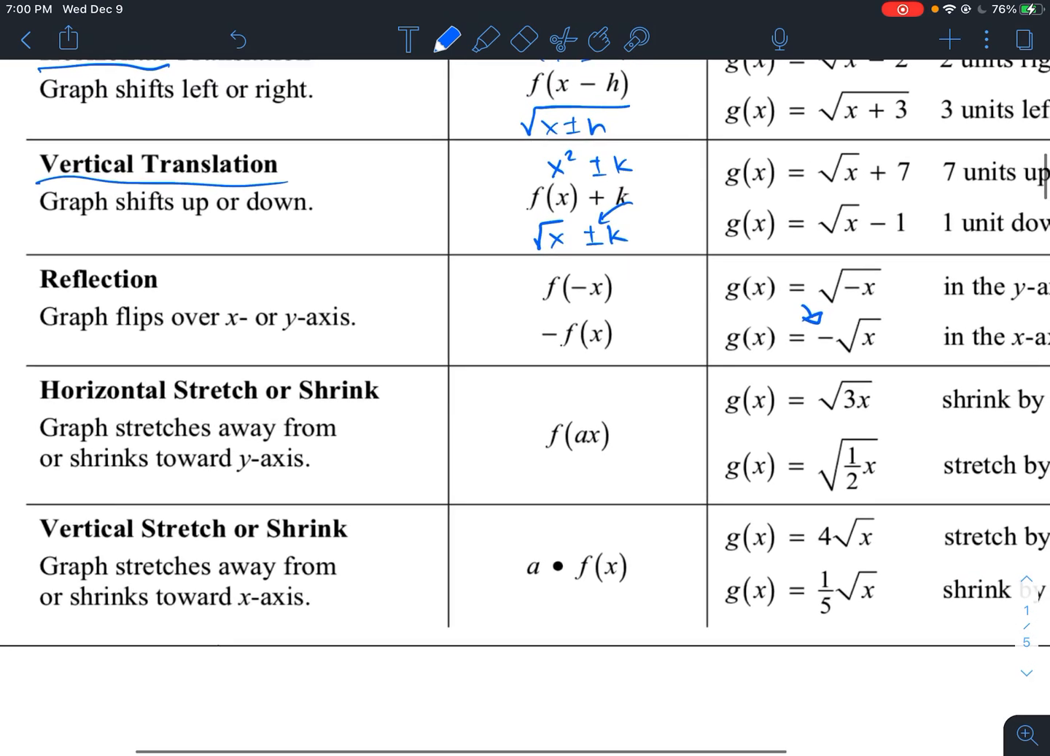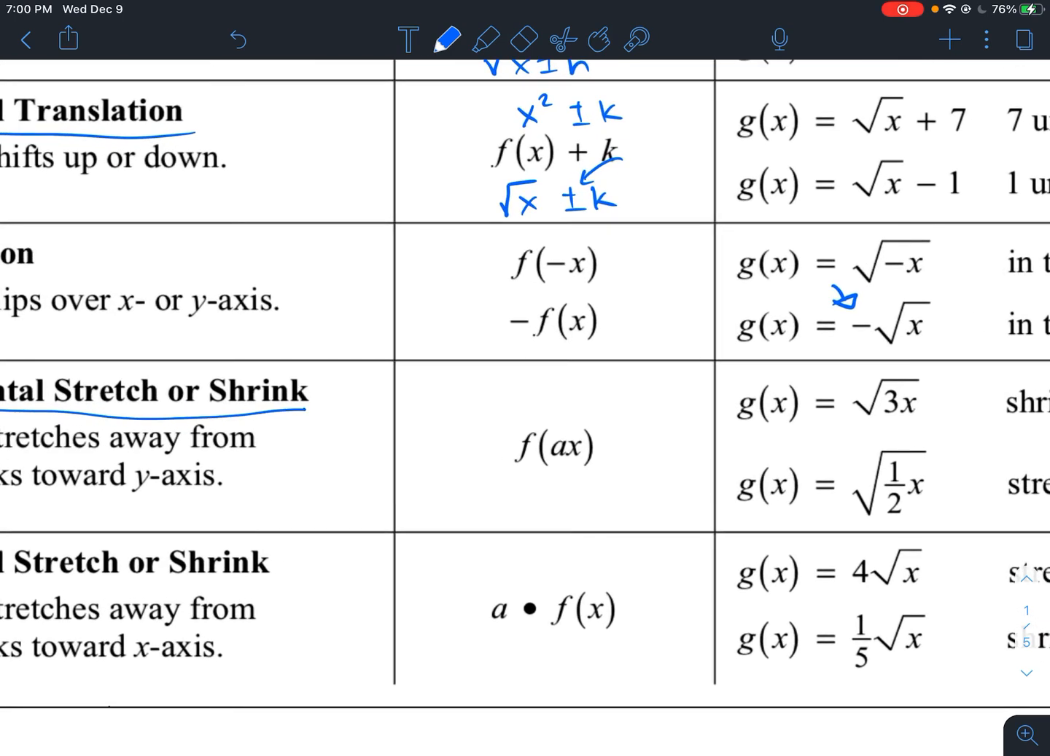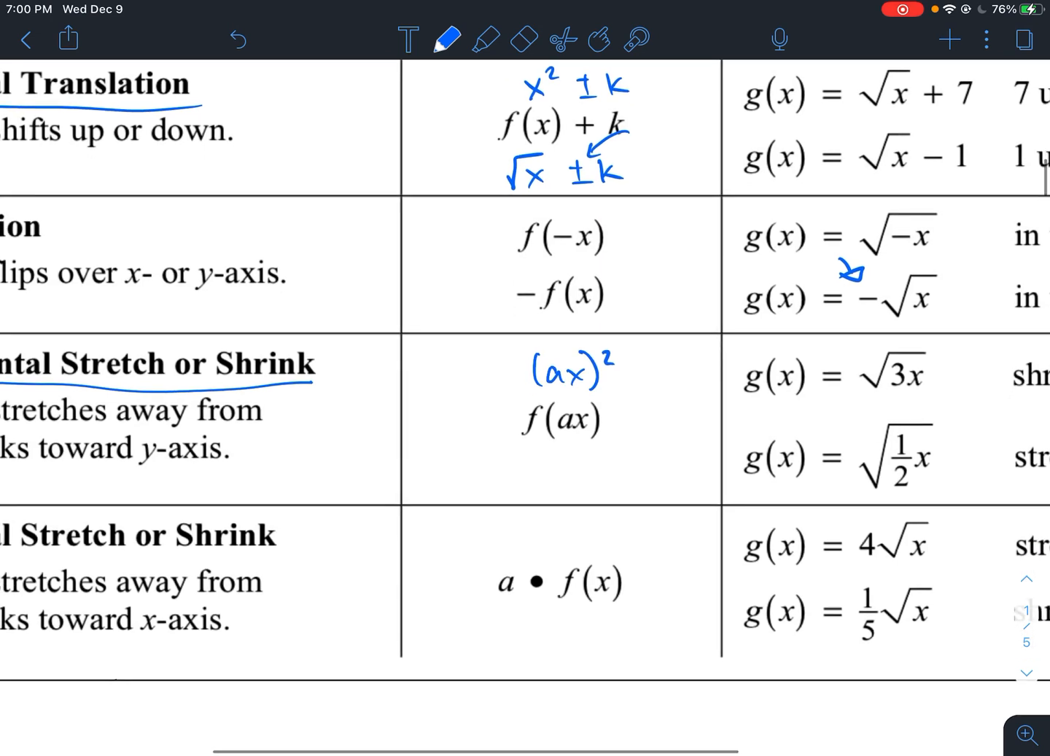And then a horizontal stretch or shrink is when you use multiplication inside. If it were a polynomial function, it would be something like 2x squared, or more generally, ax being squared. So again, parentheses is where you would make the distinction. For a radical function, it would be the square root of ax.